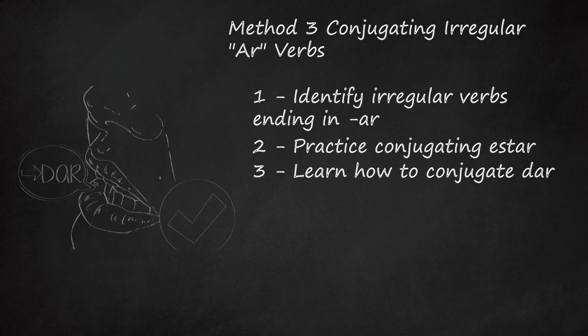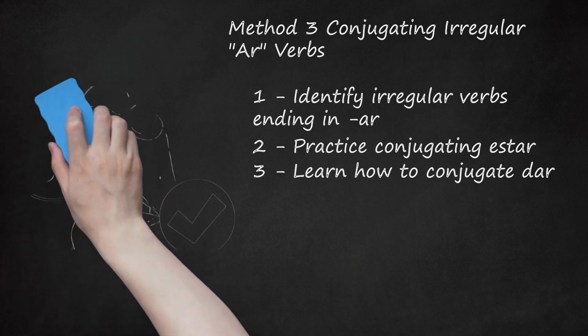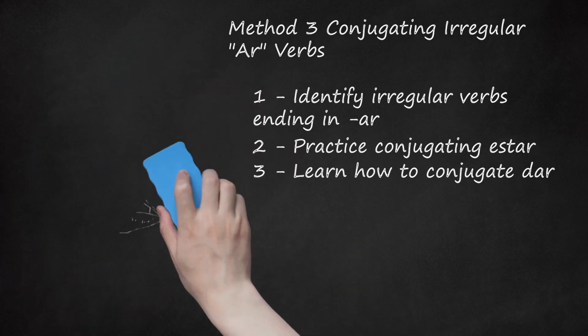Dar is one of the few verbs that is also irregular in past or preterite tense. Conjugate dar as yo di, I gave, tú diste, you gave, usted, él, ella dio, you, he, she gave, nosotros dimos, we gave, vosotros disteis, you all gave, and ustedes, ellos dieron, you all, they gave.